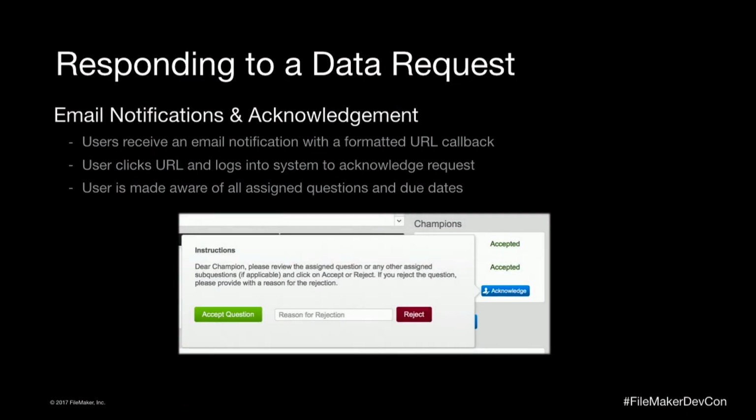When the user gets the email notification and they click to look at what they're being asked to do, they put in their credentials into the system, and we take them to the correct data request, and they read it, and they determine if they can answer the question. If they do, they accept the data request. If not, they reject it, and they give an explanation of why they can't answer the question. Then the manager will assign someone else.